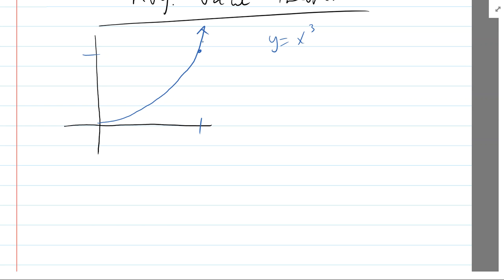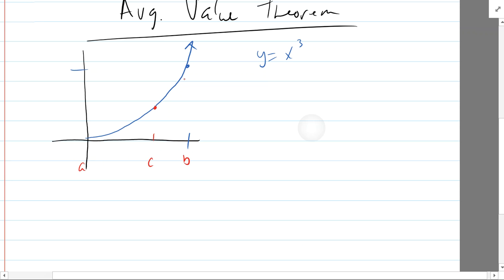Back when we did mean value theorem with derivatives, we said that if we pick some point in our interval, this is my interval, right? This is A, this is B, this is going to be some point C, and we're going to draw a tangent line in. That tangent line has the same slope as the secant. I drew it that way on purpose. You see what I'm getting at?